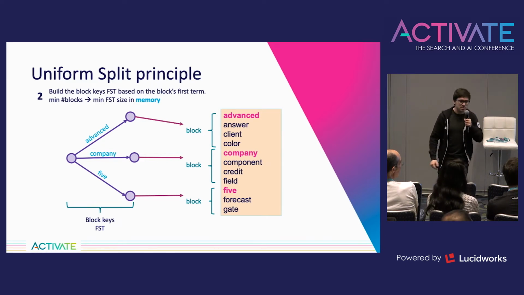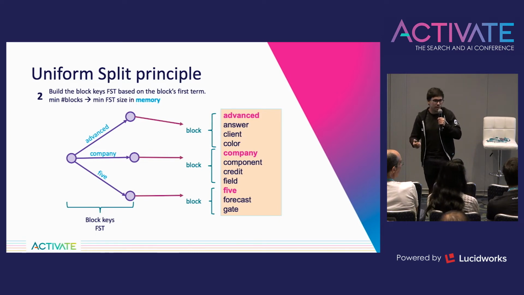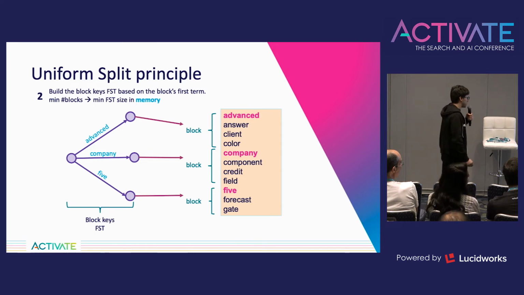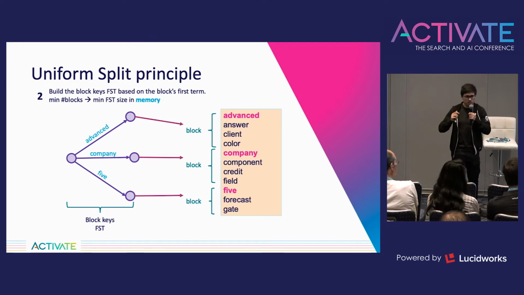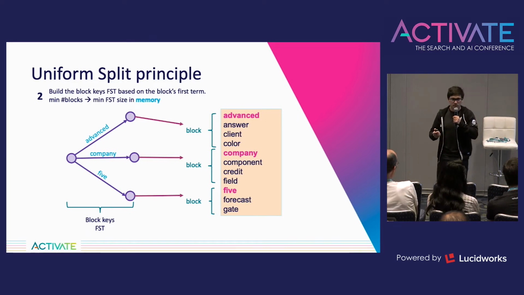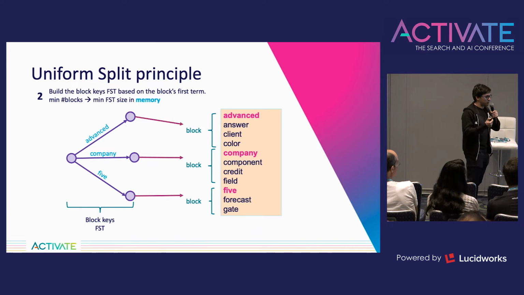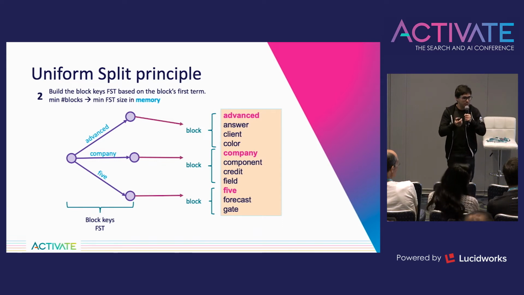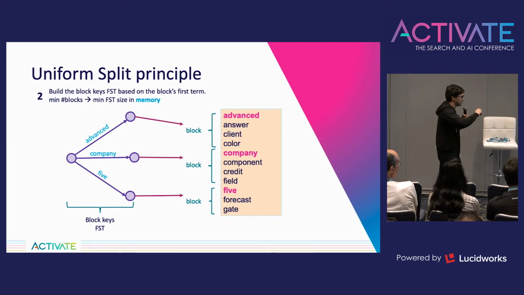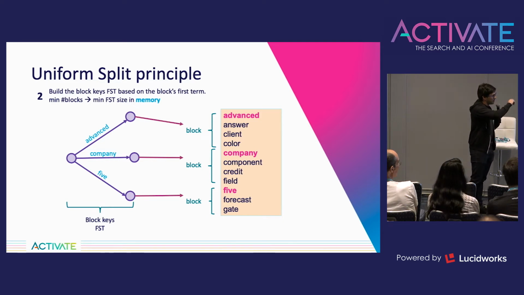As you may see, terms tend to share prefixes between them. So as our second goal with UniformSplit was to have low memory footprint and to be competitive with the standard block tree posting format, we reuse the finite state transducers implemented in Lucene as an efficient way to store those special terms that we will define as block keys. So terms that map terms to blocks, so block keys.